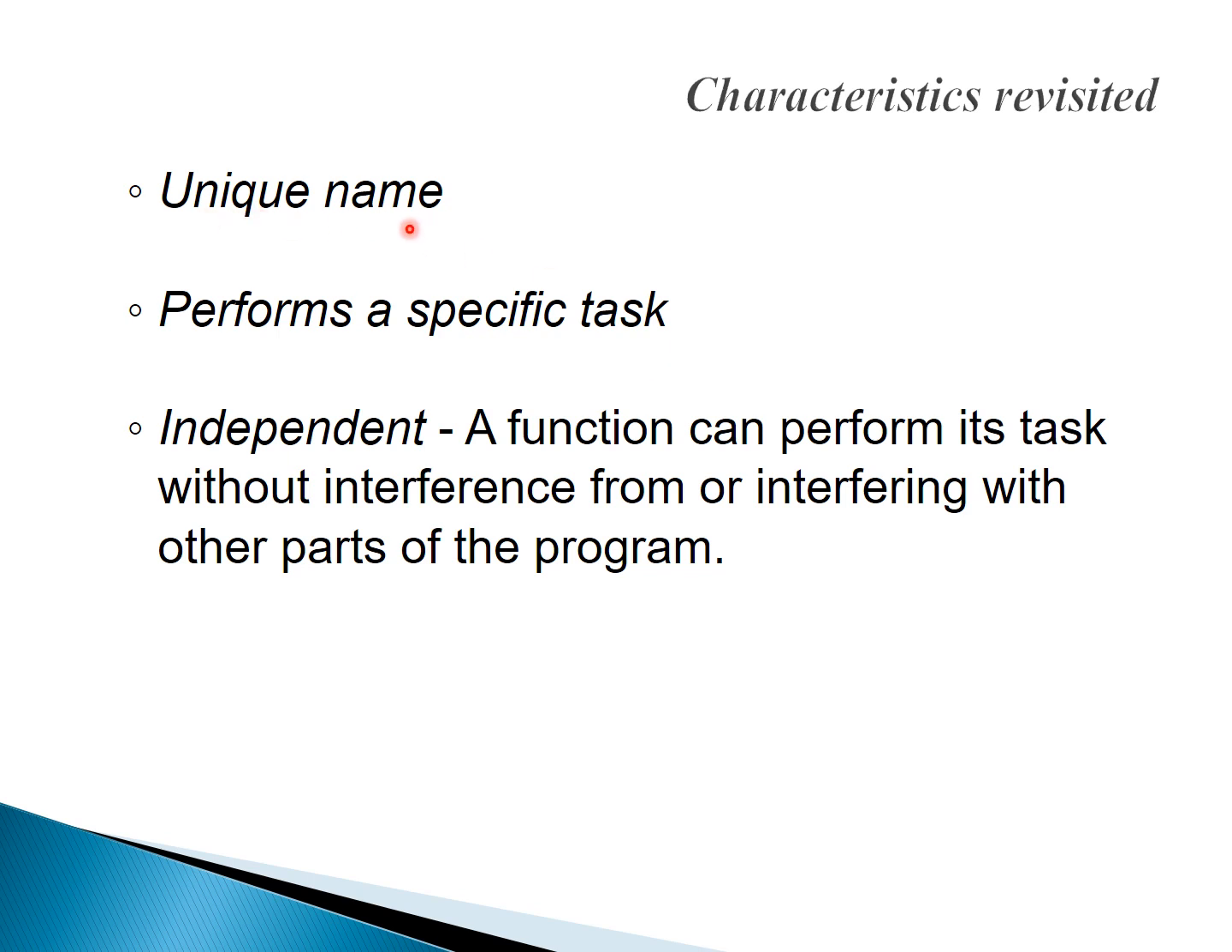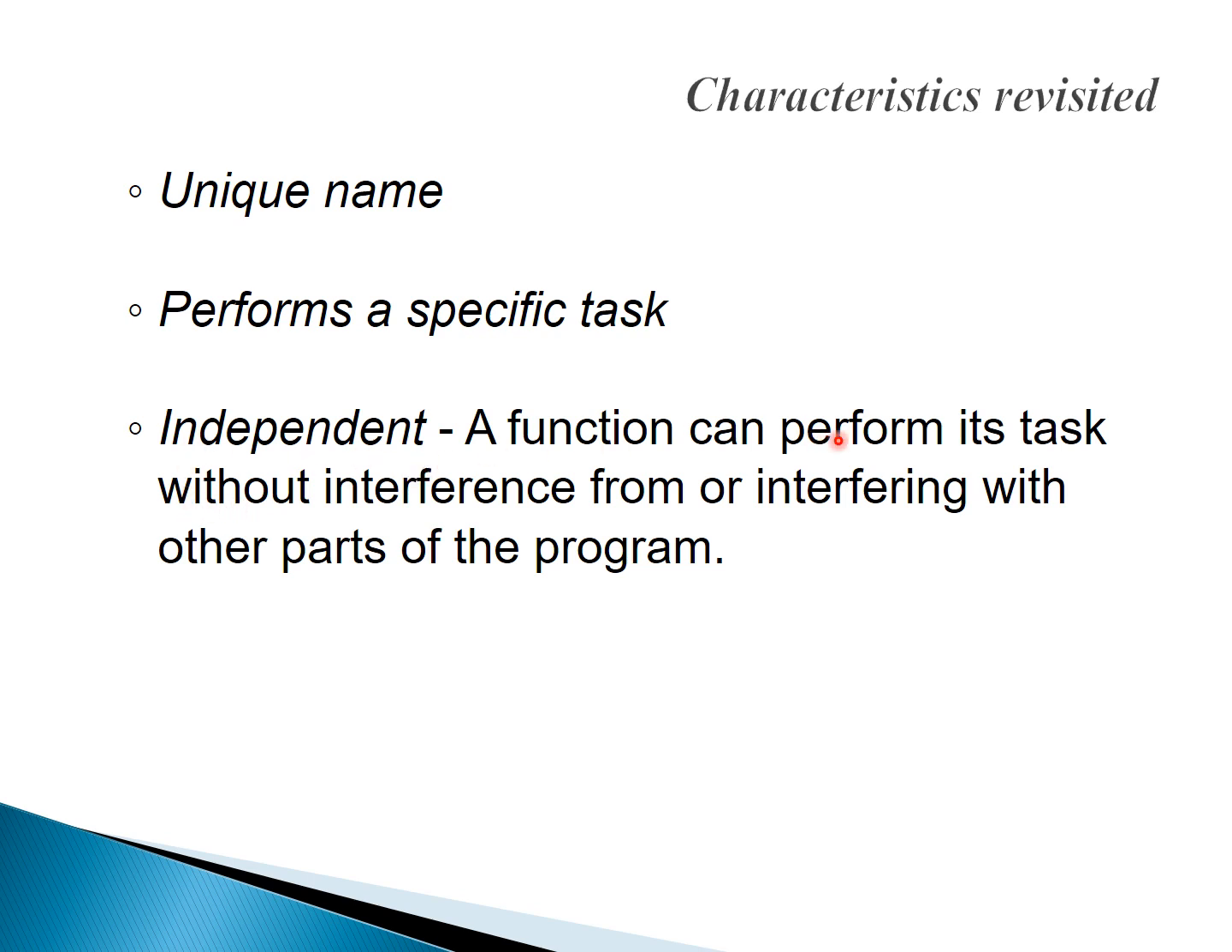Unique name means that if we have a function square in our program, we cannot have another square function in the same program. So every function should have a unique name. It performs a specific task. The task depends on the requirement of the program, or the requirement of the user or a programmer.